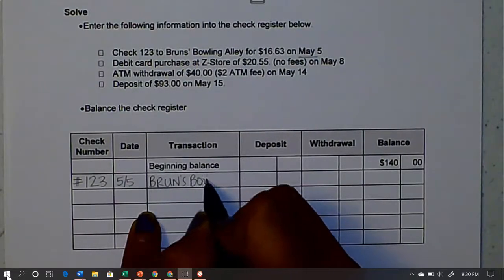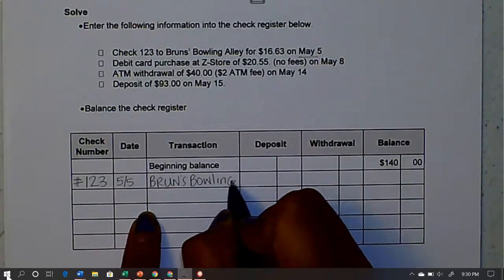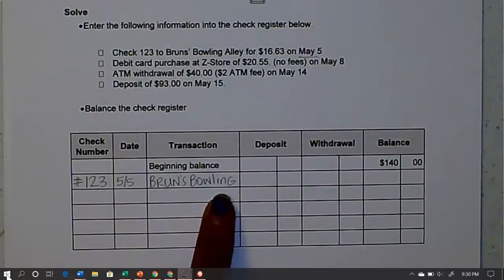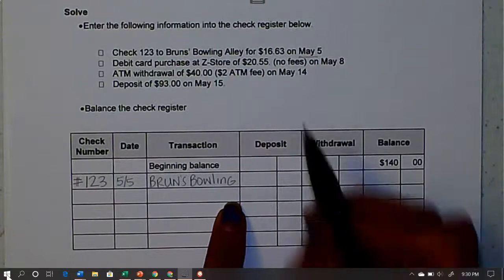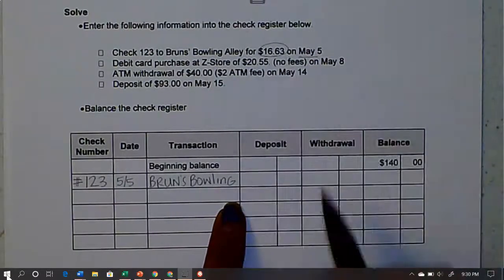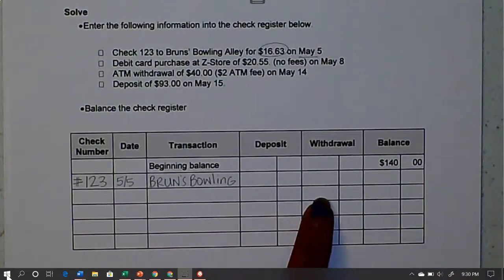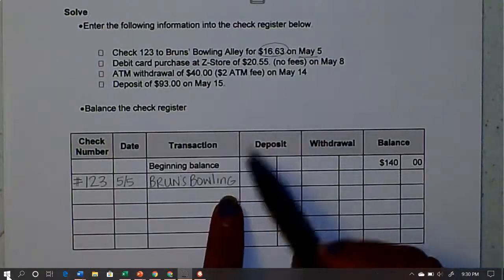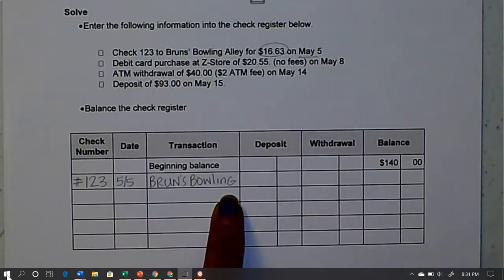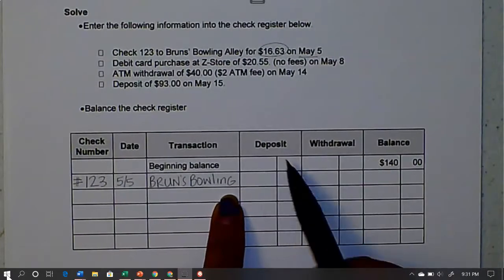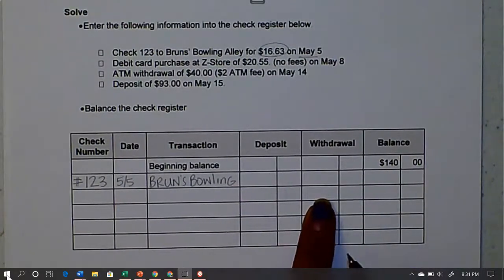And I'm just going to put bowling. I'm going to leave the word alley out. Again, it's just to remind me what I purchased. Okay, and it tells me that I spent $7.63. So again, if I'm at a bowling alley, obviously I'm spending money, so it's not going to be a deposit, it's going to be a withdrawal.